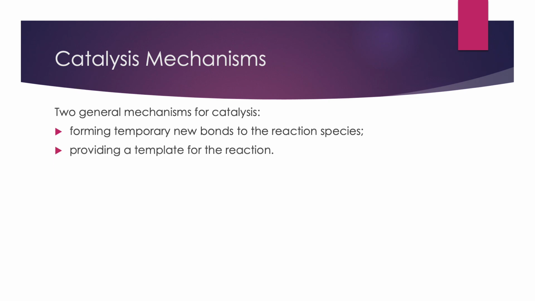A second way that a catalyst can help, though, is by providing a template for the reaction. And this means that it's creating an environment in which the reaction can take place more easily. So even though the catalyst itself doesn't get involved much in bonding with the species, it still provides the correct environment for that reaction to happen.